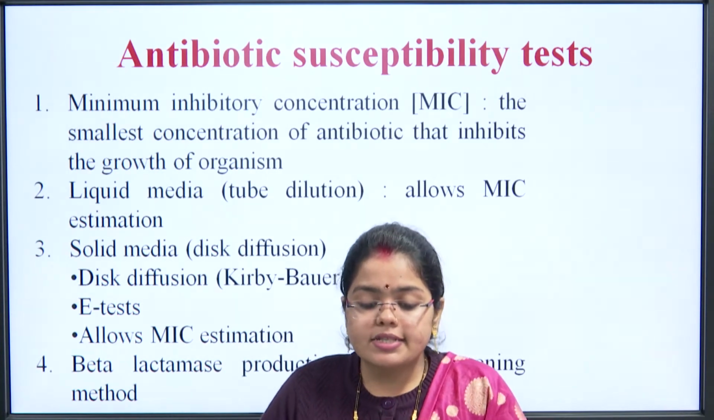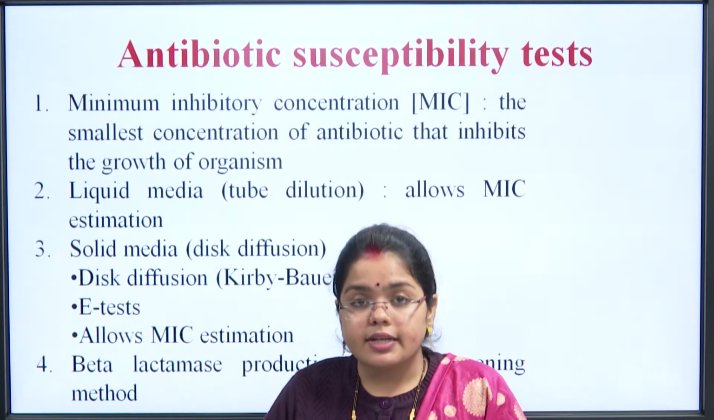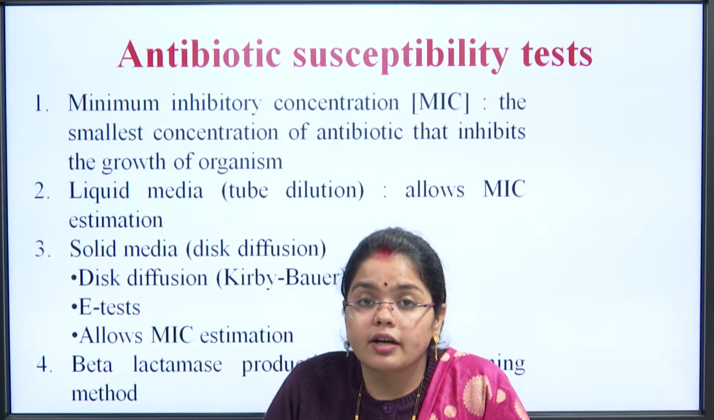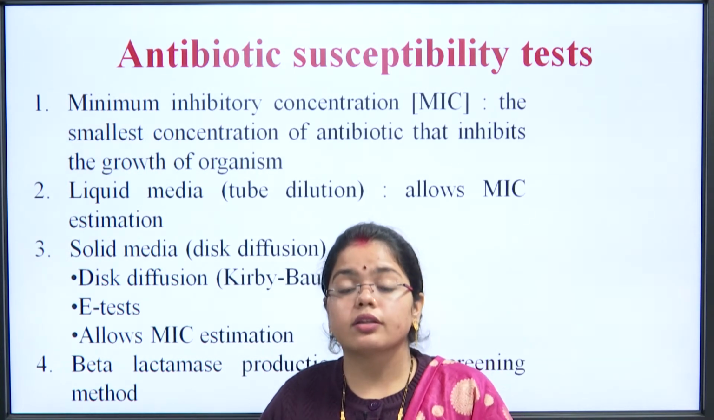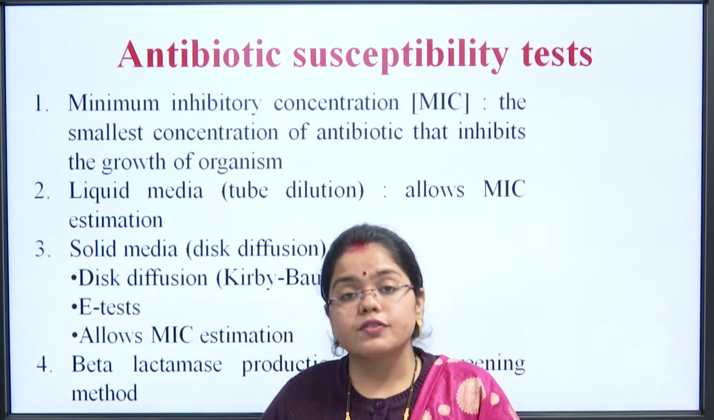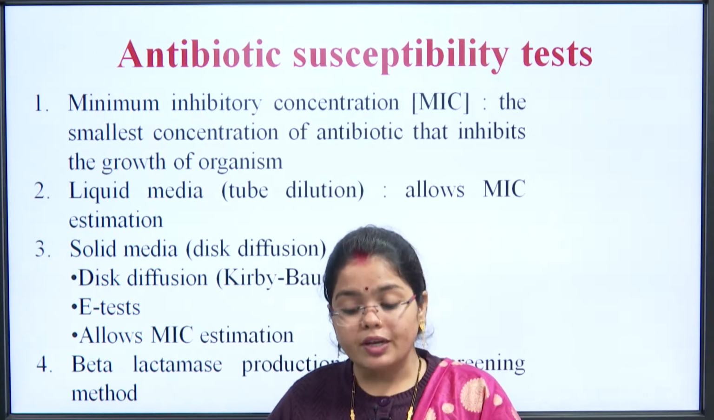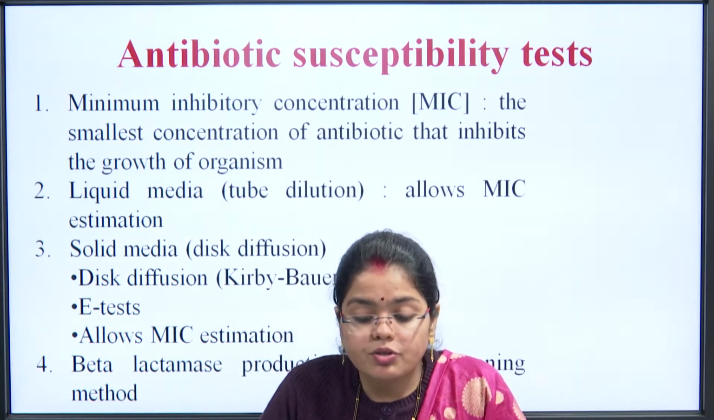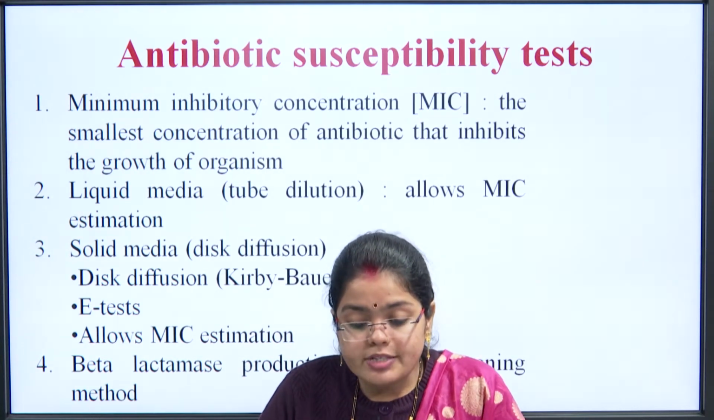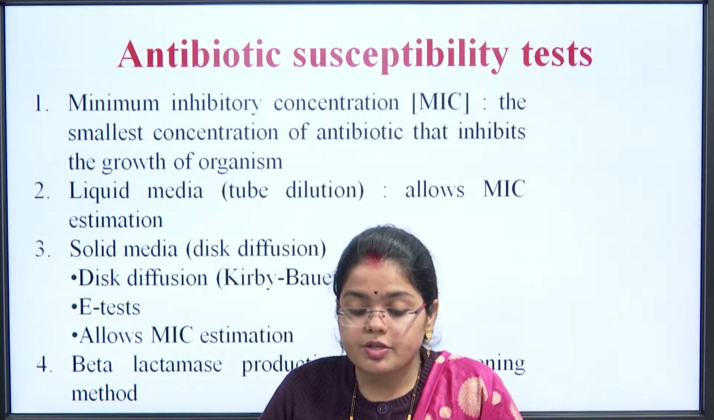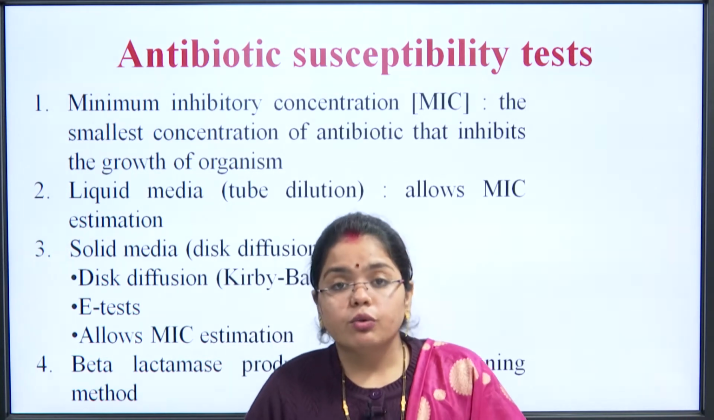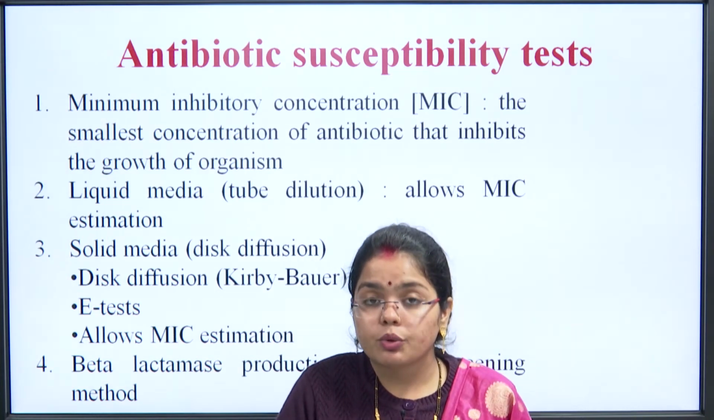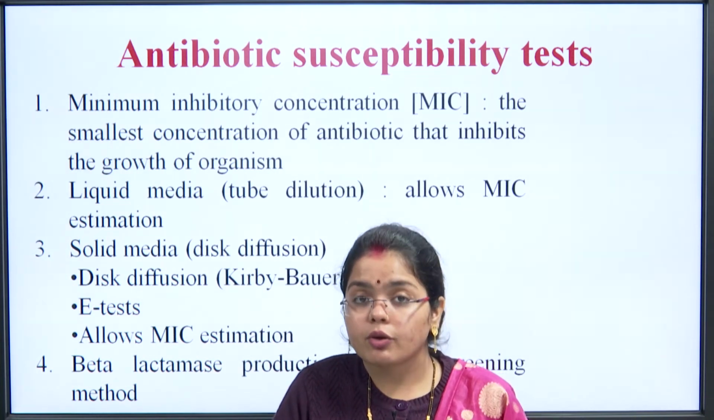The next slide is about the antibiotic susceptibility test. How do we find out the level of susceptibility of different microorganisms? We need to perform such tests. First is the minimum inhibitory concentration, or MIC, the smallest concentration of the antibiotic that inhibits the growth of the organism. We find out the minimum concentration that will inhibit the growth or the population of a particular microorganism.